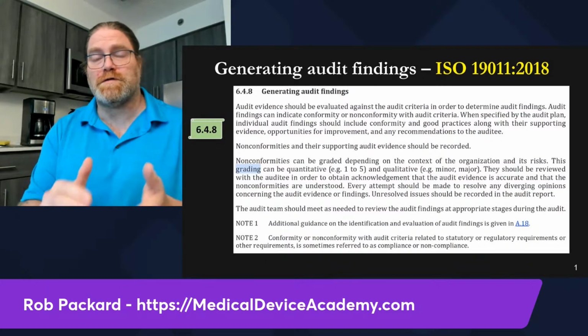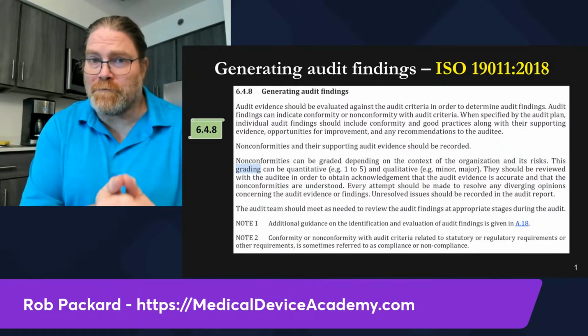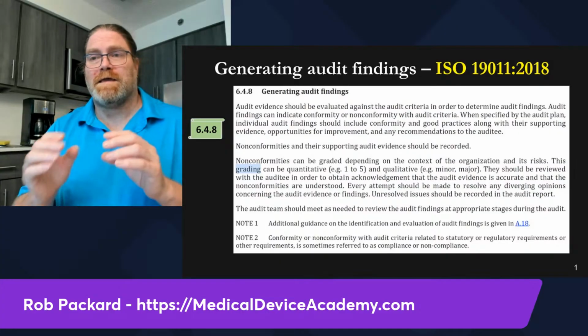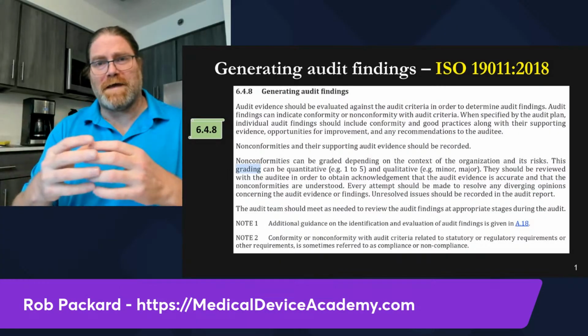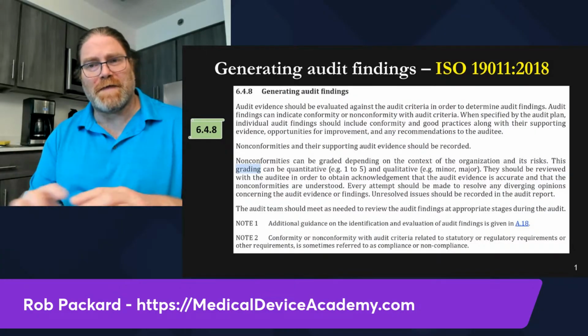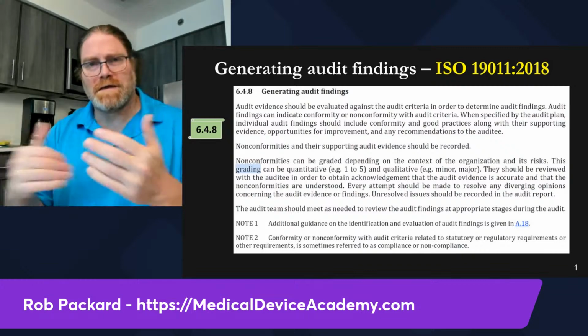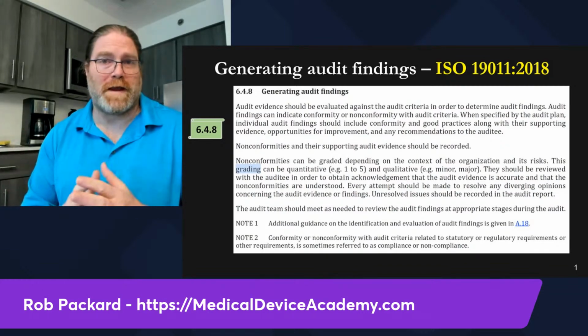Let them know as soon as you think you found something and say, this is what I'm looking for. This would make it a nonconformity. If you had this, it would be a major. If you had this, it would be a minor. If you had this, it probably wouldn't be a nonconformity at all. It would be an OFI. Explain to them what the differences would be that would justify different gradings.